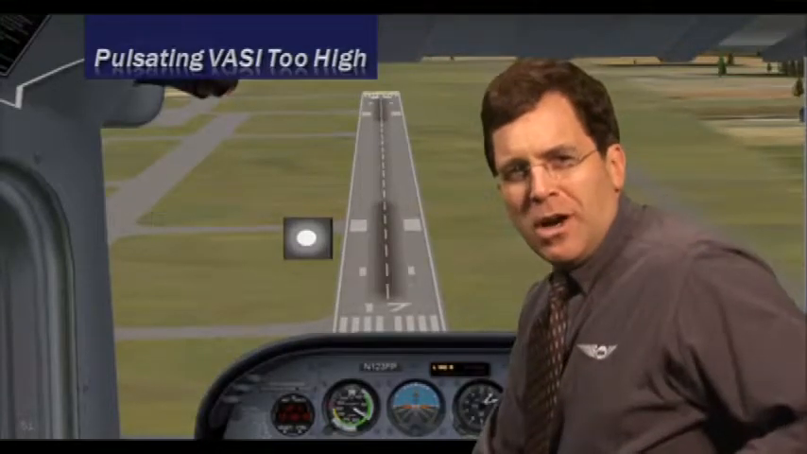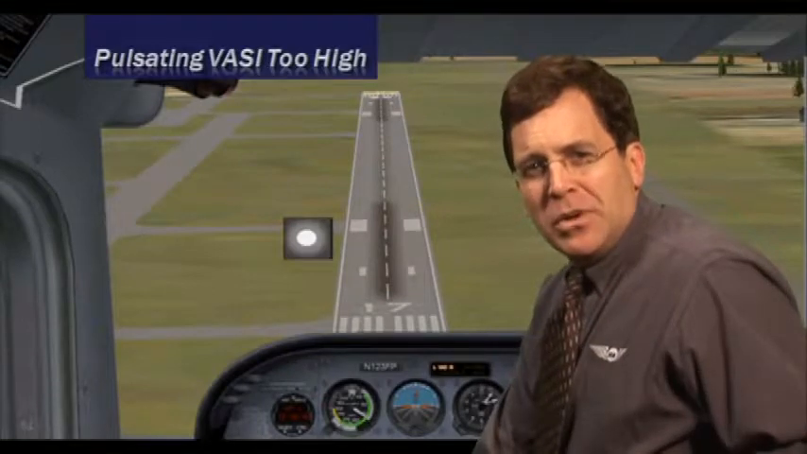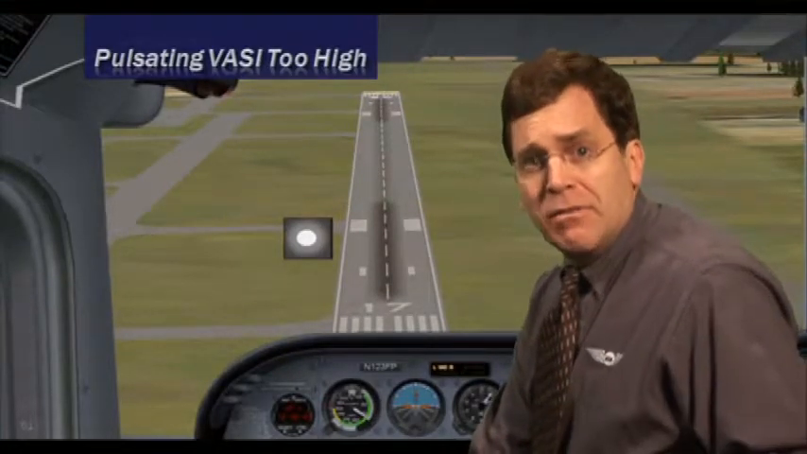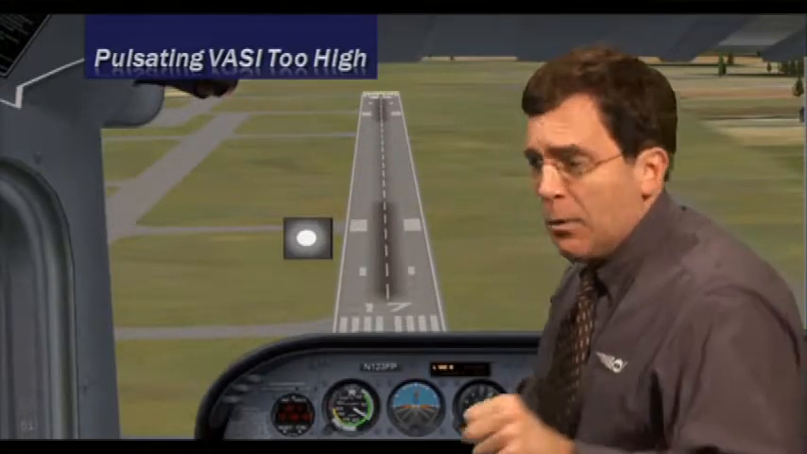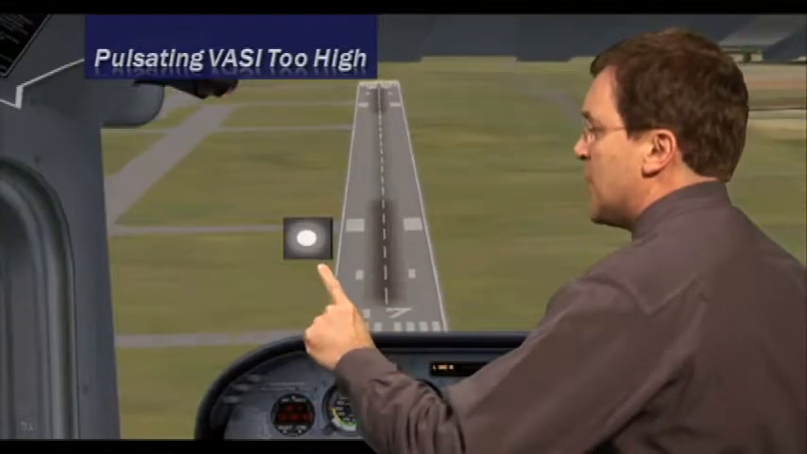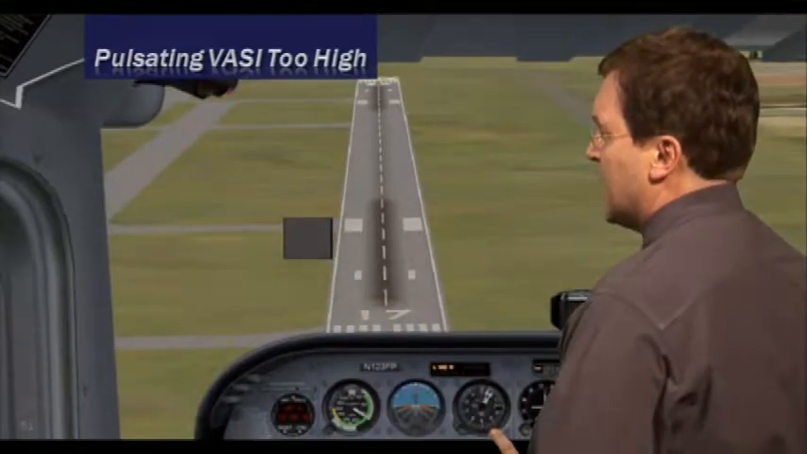We're back in the virtual cockpit. This example illustrates an above glide slope condition on a pulsating VASI from the pilot perspective. Again, I want you to notice three things: the higher runway perspective, the pulsating white VASI light, and the altimeter.